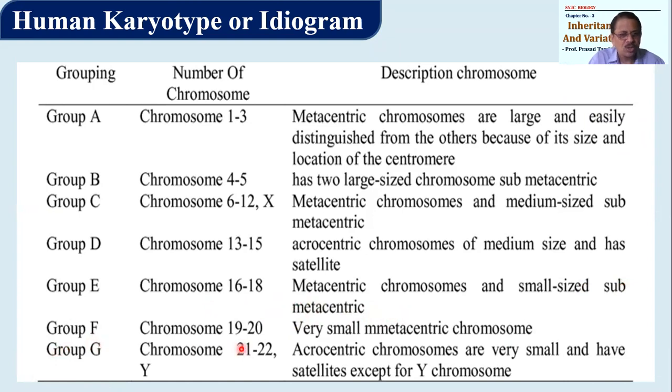Group F consists of chromosome number 19 and 20, 2 pairs. So very small and metacentric type of chromosomes. So they are available over here. Group G is chromosome number 21 and 22 and Y chromosome. This will be consisting of acrocentric chromosomes. They are very small and have got satellites except Y chromosome.